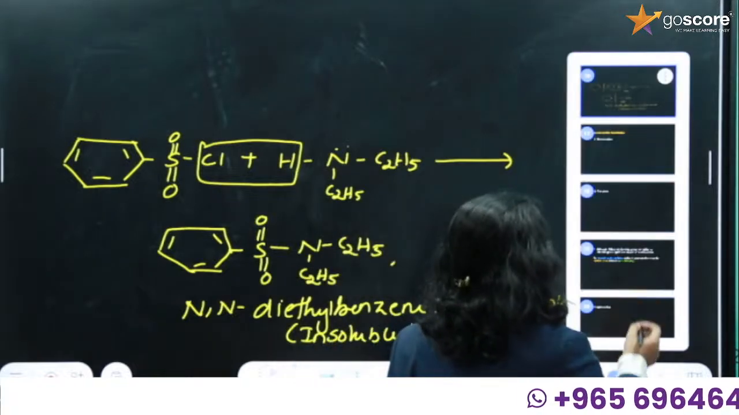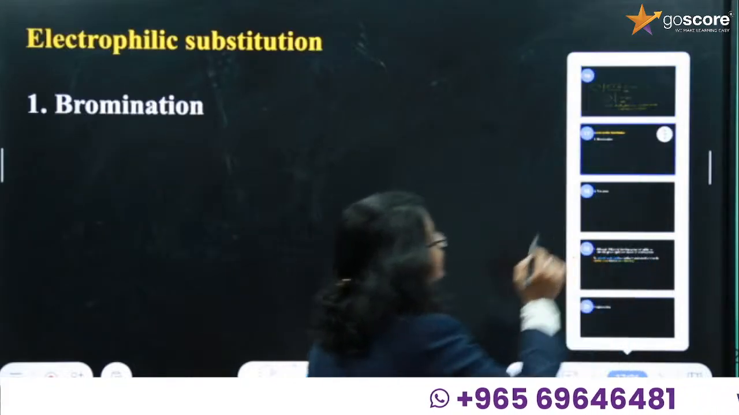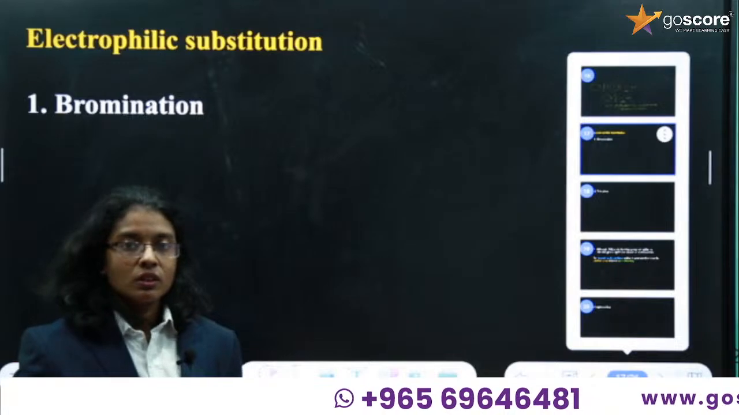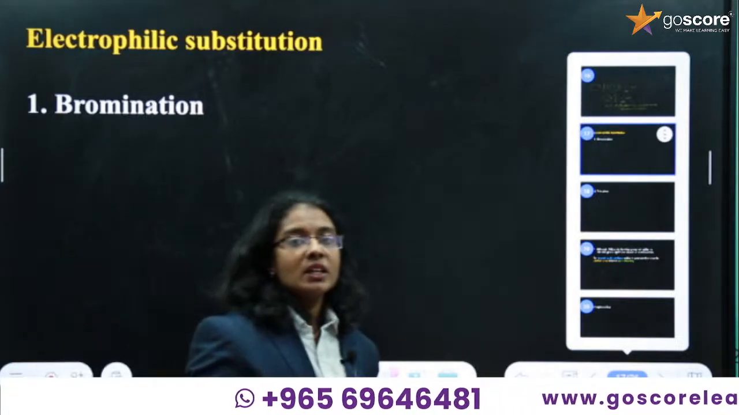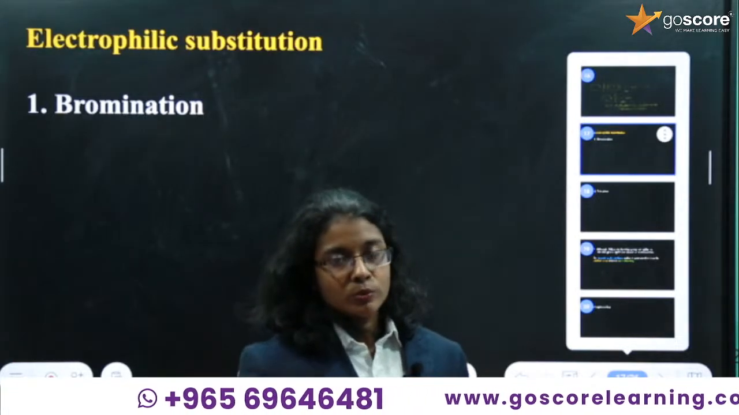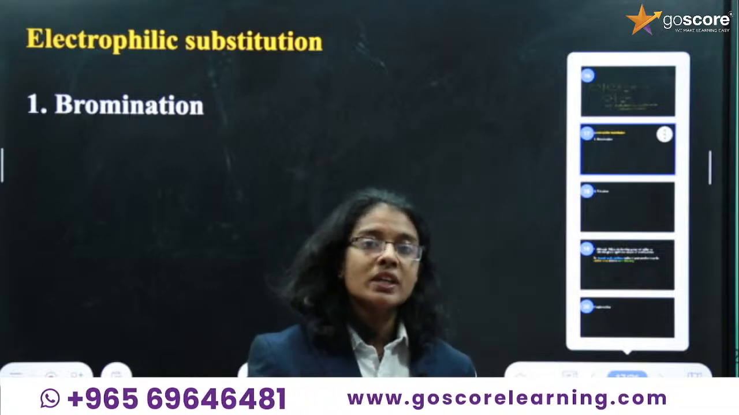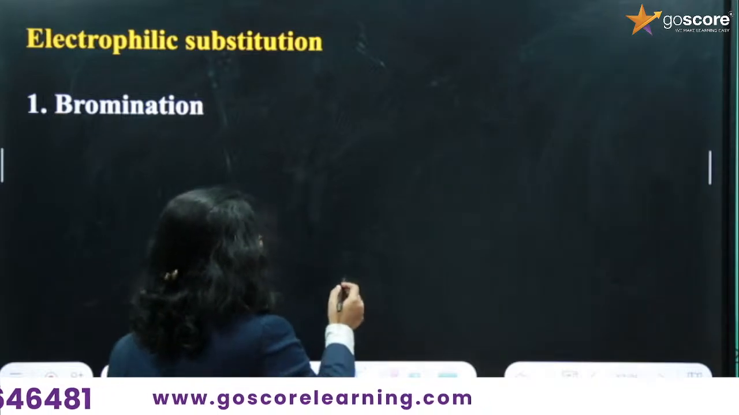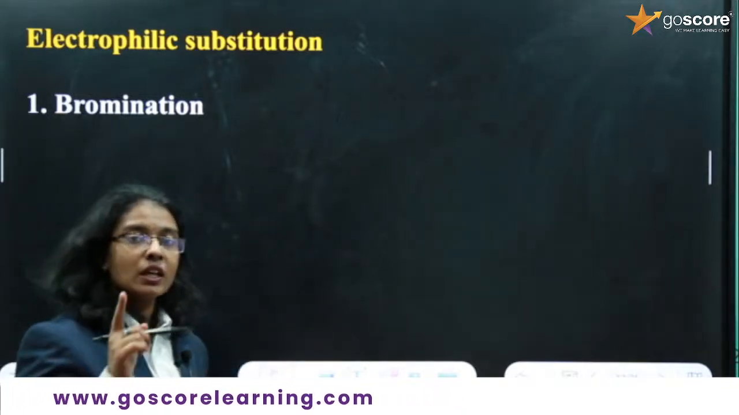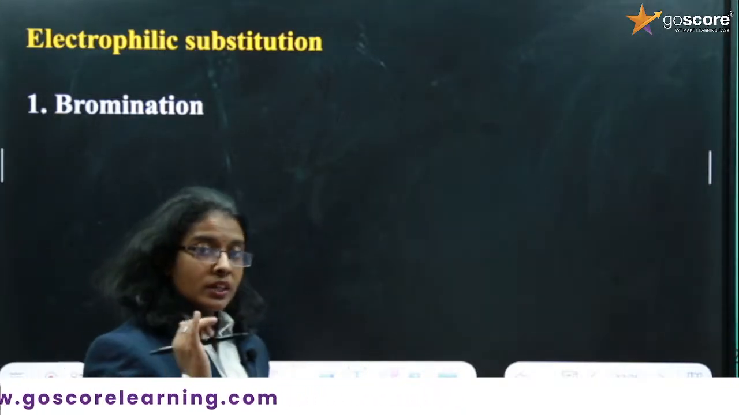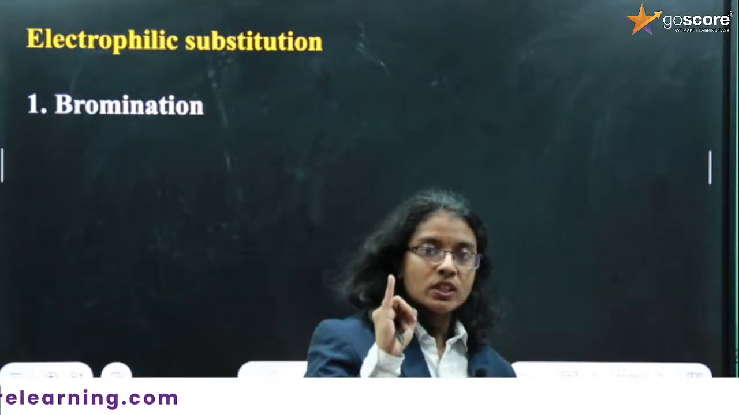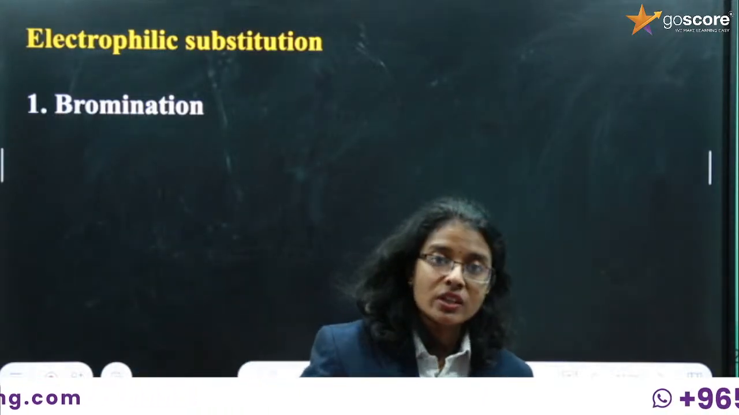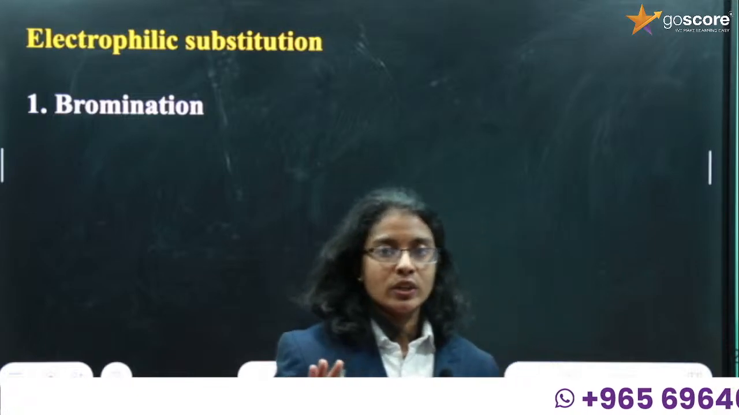Okay. The next one is electrophilic substitution reaction. See, amine is an ortho-para directing group. So, the incoming electrophile will be attached at the ortho-para position. Electrophilic substitution can be done in three ways. First one is bromination, second one is nitration, and third one is sulfonation.